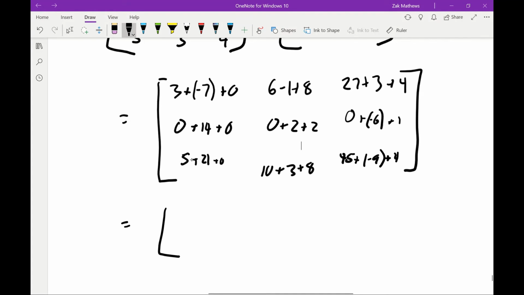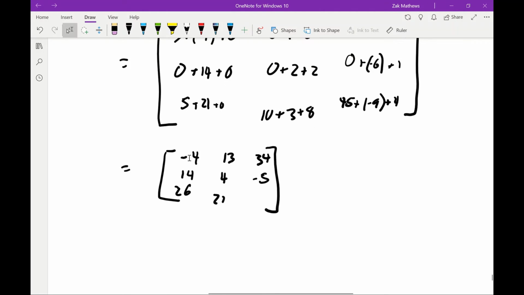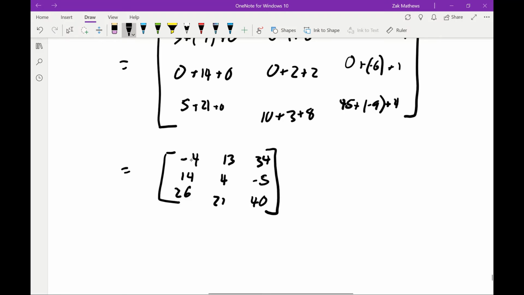Now just cleaning all of that up, 3 and -7 will give me a -4. That'd be 5 plus 8 is 13, 34. And then here we have 14, 4, and -5. And then we have 26. That would be 21. And 36, that was a 4, I believe. And yeah, so 36 and 4 would be 40. And so there would be my result matrix.